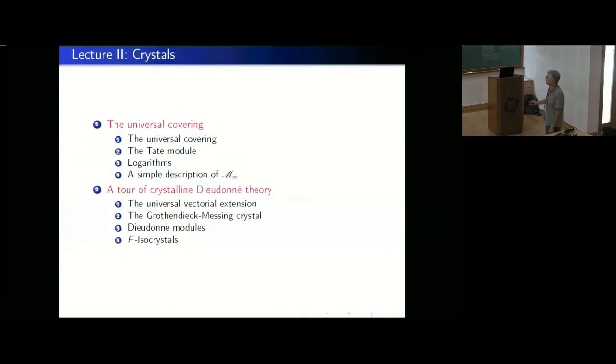So there will be two types of crystalline constructions. One will be the universal covering of a p-divisible group, and the other one will be the crystalline Dieudonné module or the crystalline Dieudonné theory, and I will have a little tour of Grothendieck-Messing theory, which is by now classical, but I think is not very accessible if you just try to read the books by Messing.